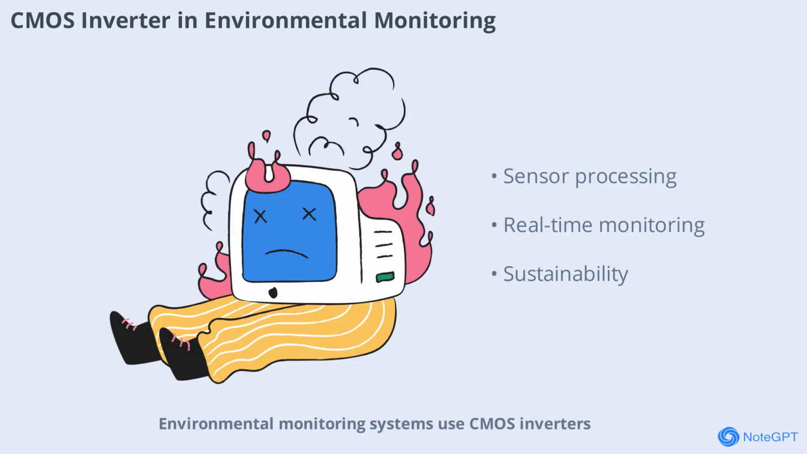Environmental monitoring systems use CMOS inverters for sensor processing and data analysis. Their efficiency supports real-time monitoring and accurate measurements. We'll discuss how CMOS inverters contribute to environmental protection and sustainability.